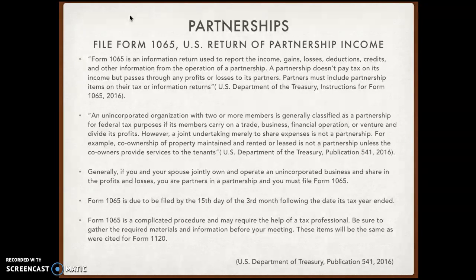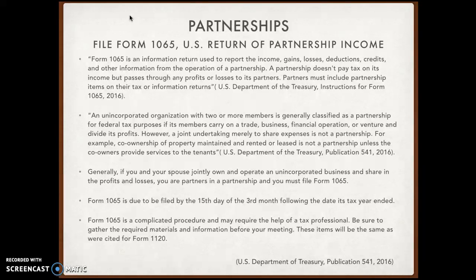Moving on to partnerships, they file Form 1065, the U.S. return of partnership income. Form 1065 is an information return. It's used to report the income, gains, losses, deductions, credits, and other information from the operation of a partnership. A partnership doesn't pay taxes on its income, but passes through any profits or losses to its partners. Partners must include partnership items on their tax or information returns.